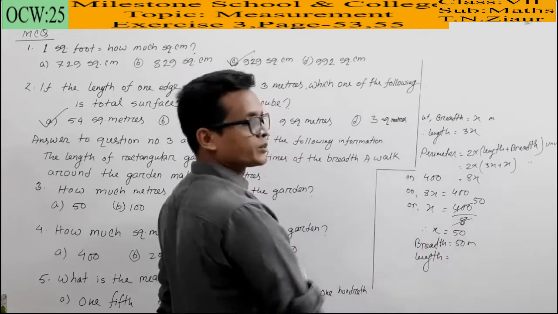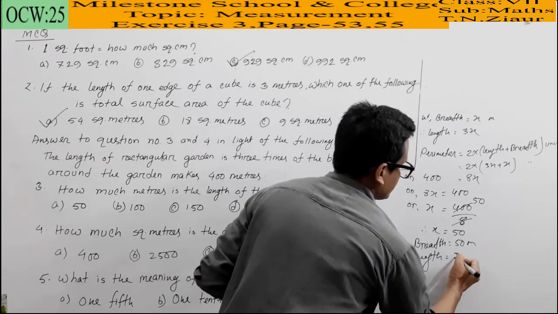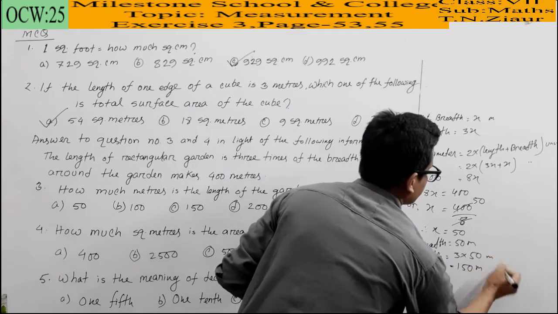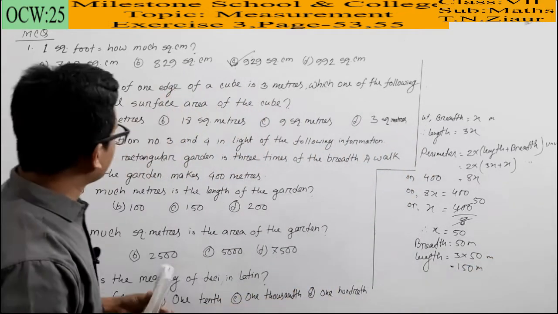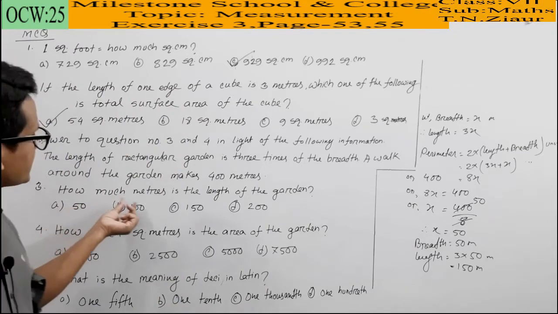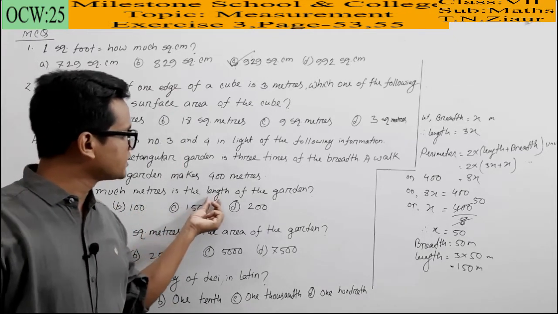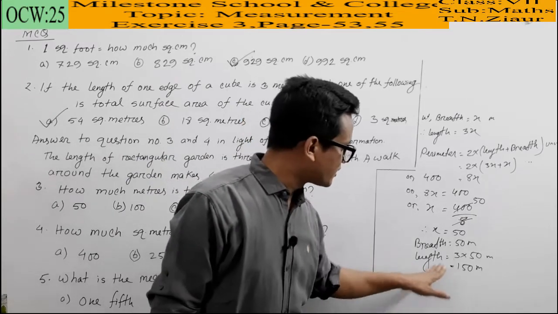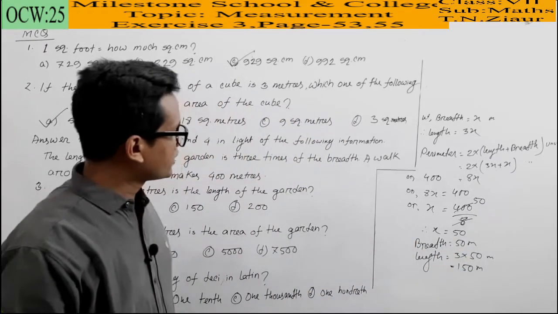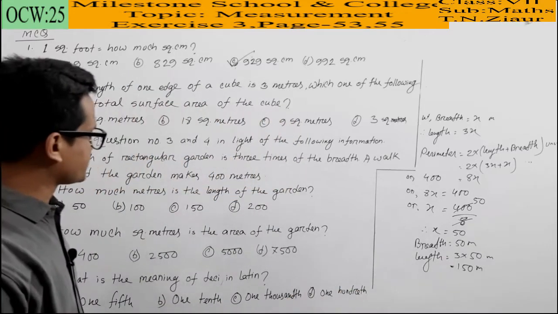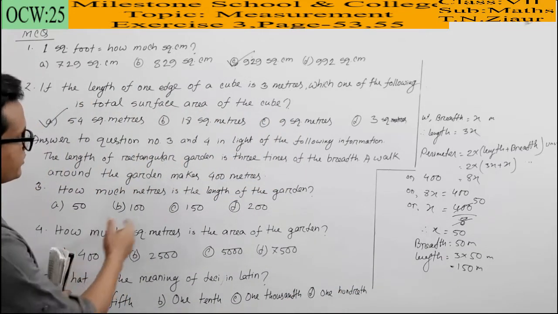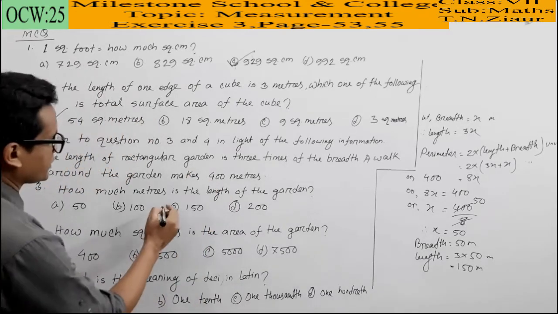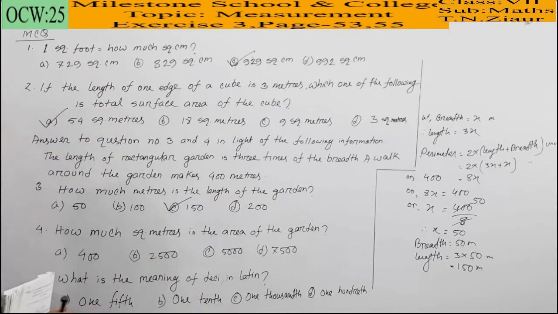Therefore the length will be what? The length is 3 times the breadth. So 3 into 50, what will it be? 150 meter, right? In the question, check how many meters is the length of the garden. So the length is 150. Already we got this. Clear? Here you have to find the length. So which option is it? C number. Correct answer is C.